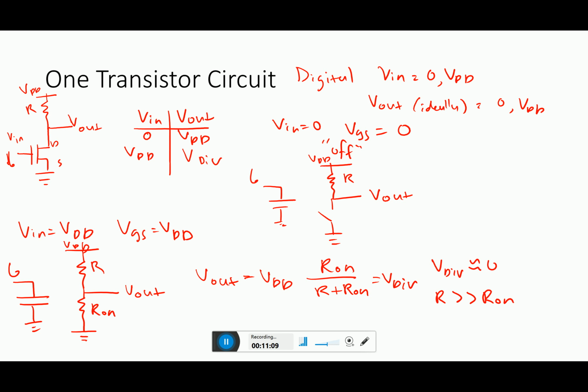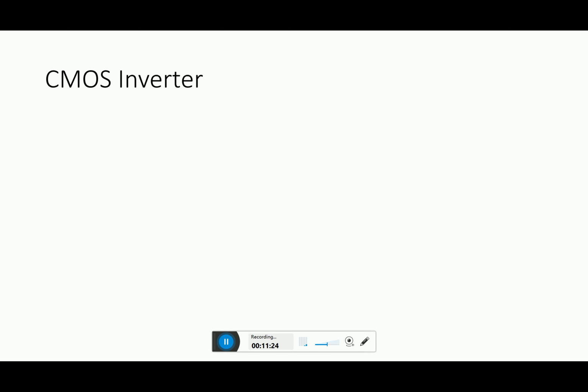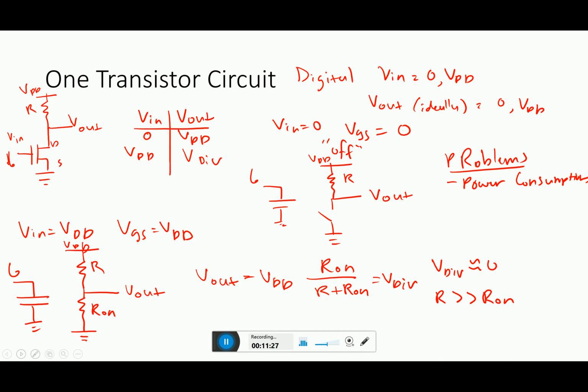The first is power consumption. So let's talk about problems. So power consumption. No matter what, you have some connection from the rail, VDD, to ground. And especially with this voltage divider, there will always be a large power consumption, and that's a problem. When we design these types of circuits, we want them to be low power consumption, just so our chips don't fry and we don't have to have a large battery.